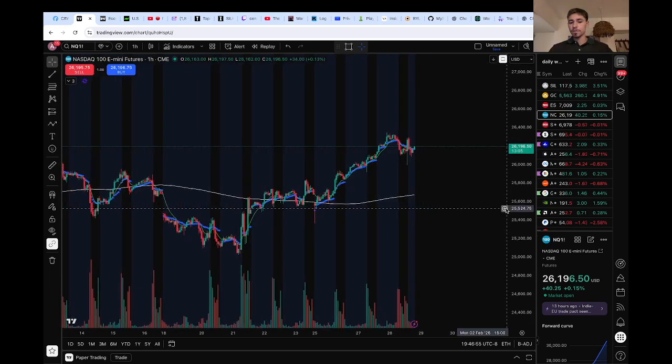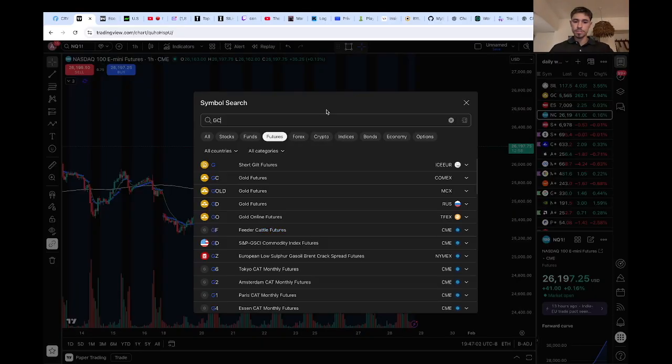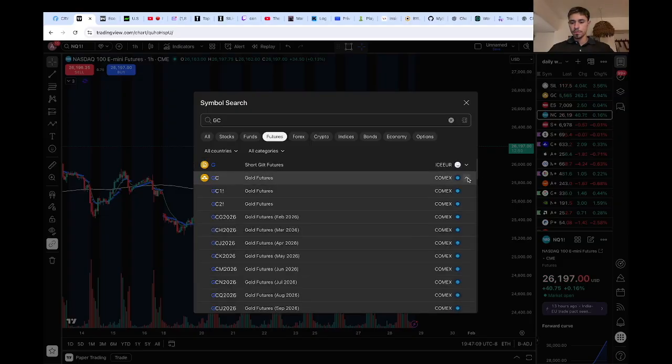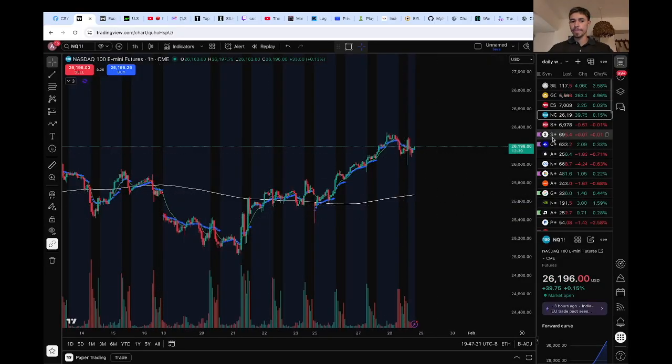And it's going to be the same thing with ES, same letters, right? ES, ESH, ESM, ESU. Gold, GC. Just so you guys know the abbreviations: GC, ES, and NQ. And you see the letters are different for gold. G, H, J, K, and it's a little bit different as well. So that's gonna be the contracts for ES, NQ, and gold.